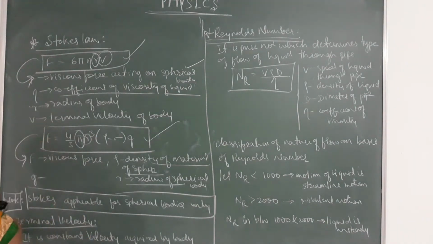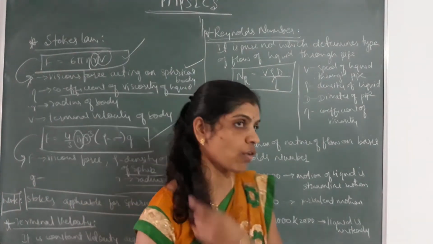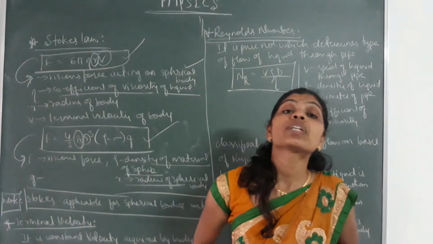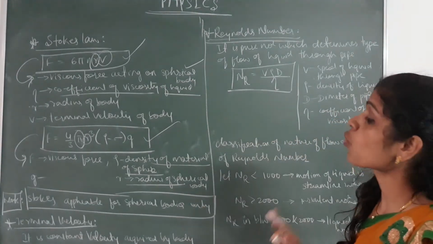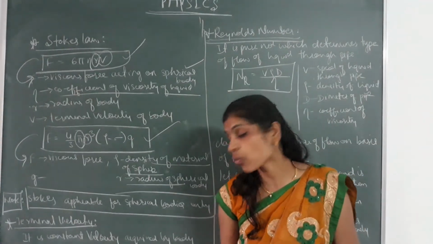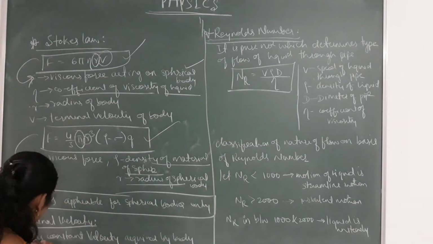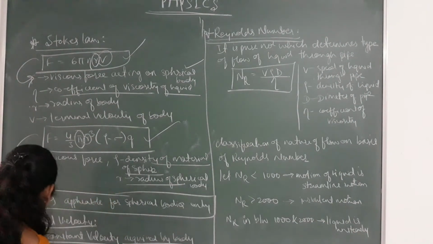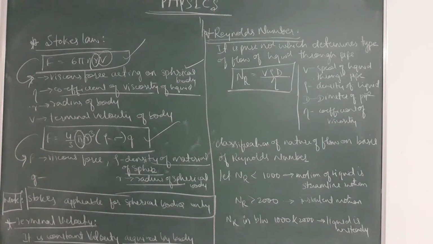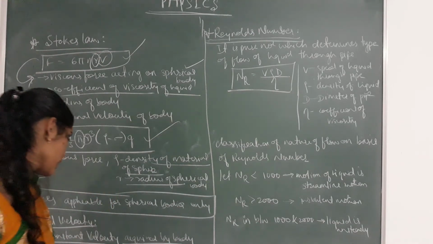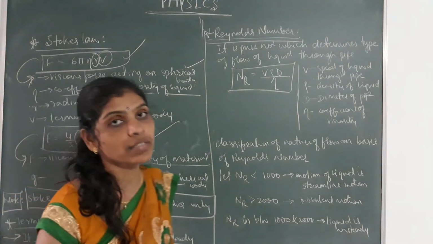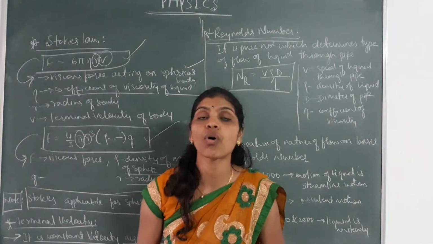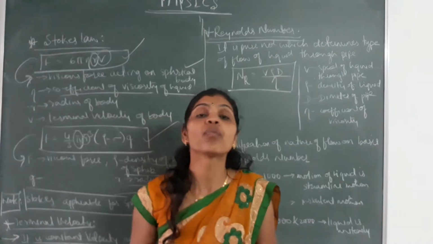Next we shall see the basic definition of terminal velocity. Terminal velocity is the constant velocity acquired by a body when it is freely falling in a viscous medium. So this we call terminal velocity. That is the basic definition of terminal velocity.